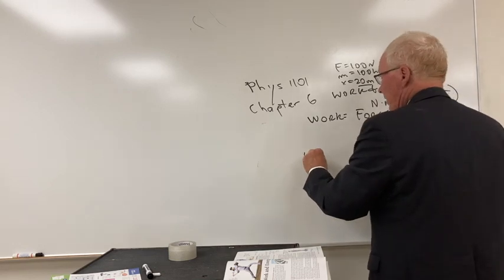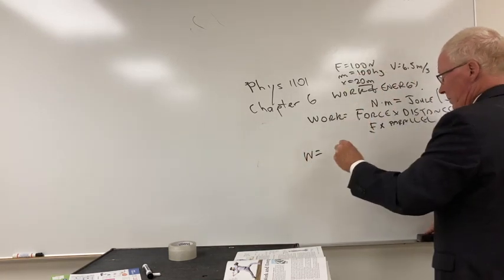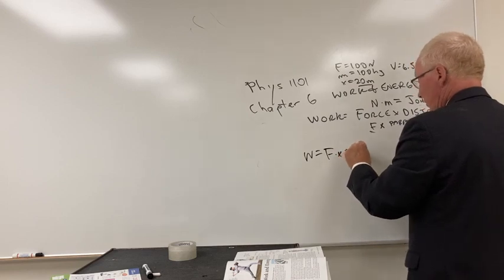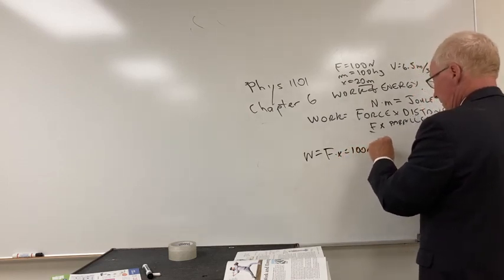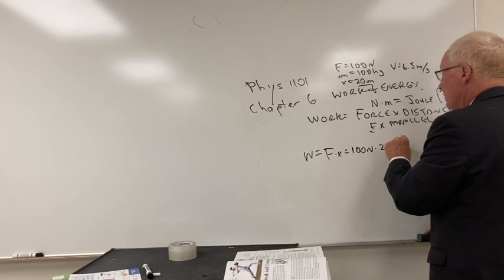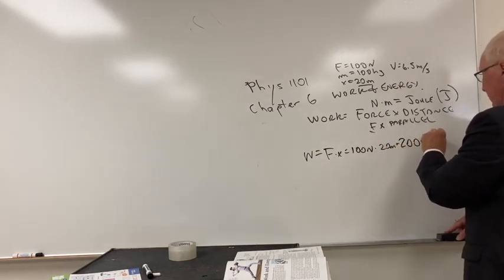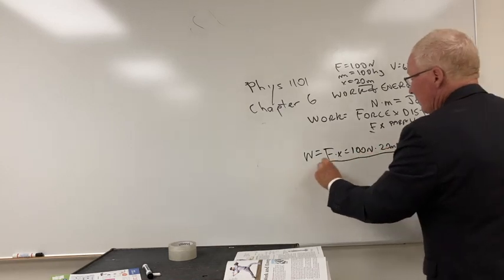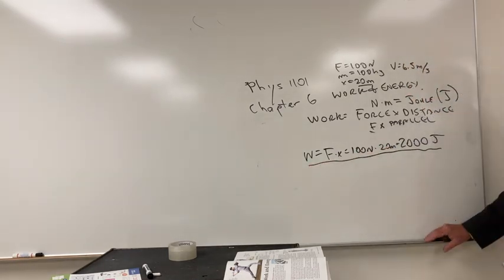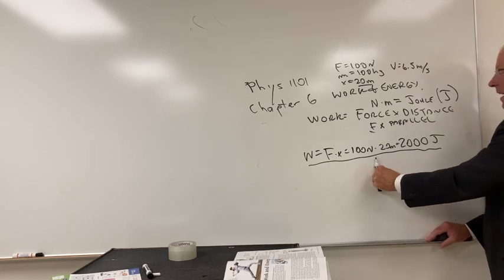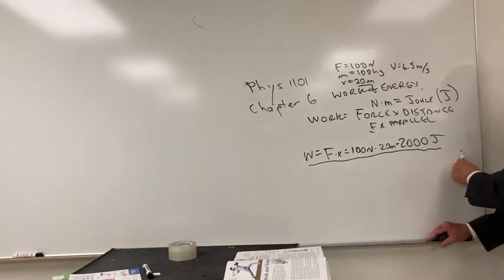All right, so the work for this problem before is force times distance, x. 100 newtons times 20 meters is 2,000 joules. So this is the work we do on this. Now we accelerate it up to a certain speed, and then it just goes on at that speed.